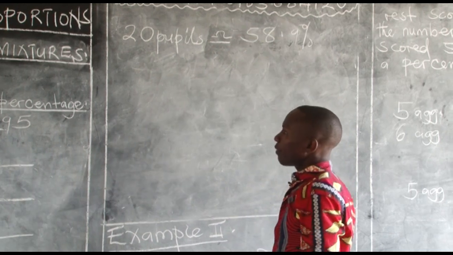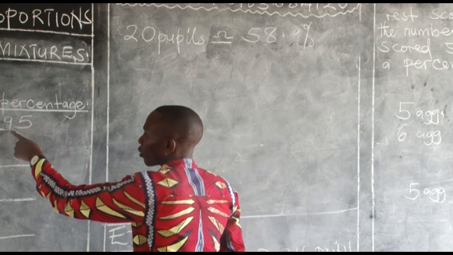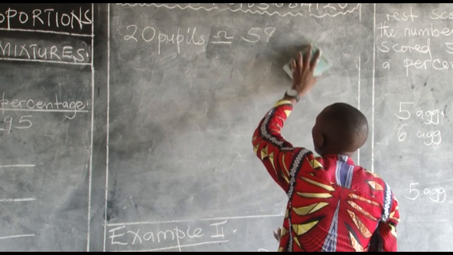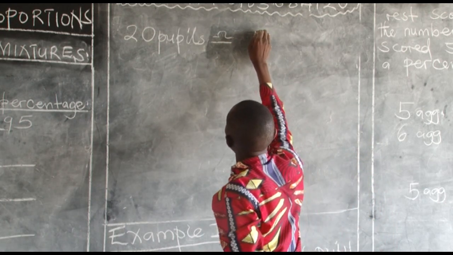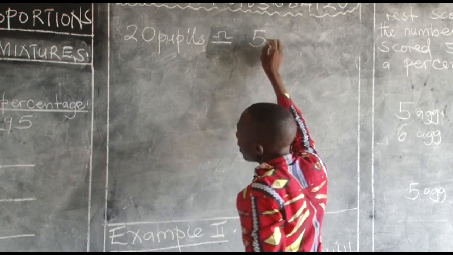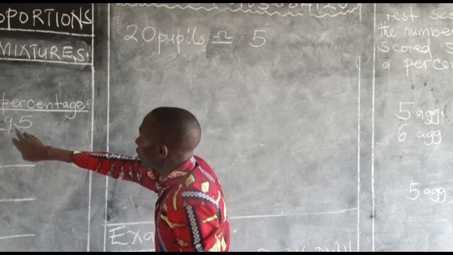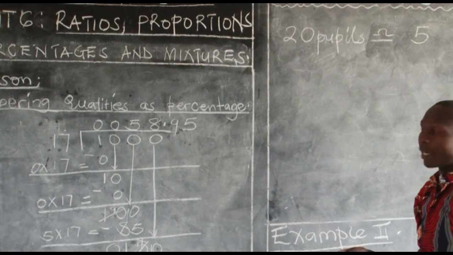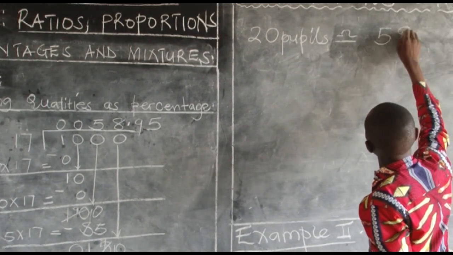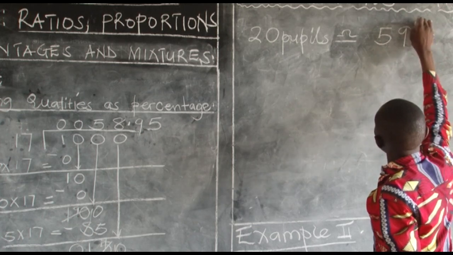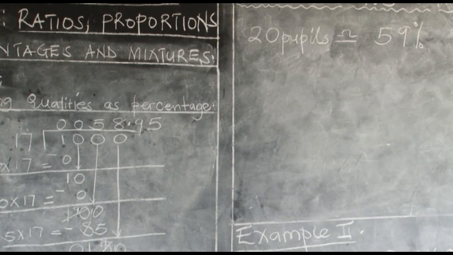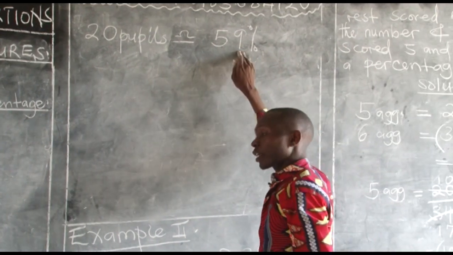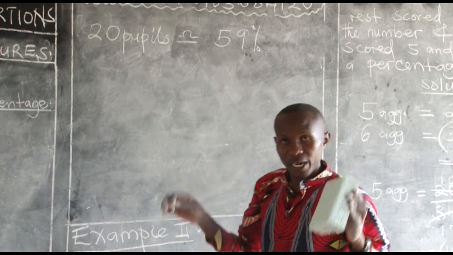58.9%. I've rounded off to one decimal point. And when you round off to one decimal point, it means everything here will be rounded to 50. We are rounding this off. When you round everything off here to the whole number, we are rounding decimals to the whole number. So we shall have 59%. It is approximately 59%. This is the percentage of kids that got 5 aggregates.